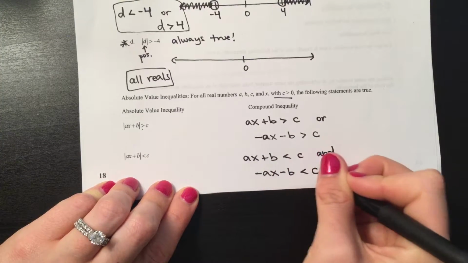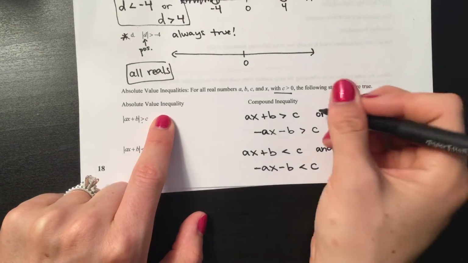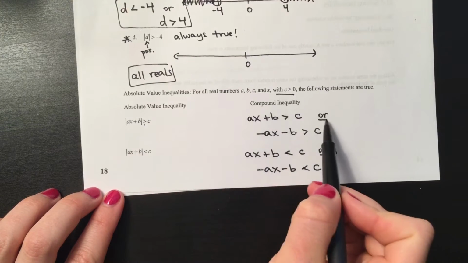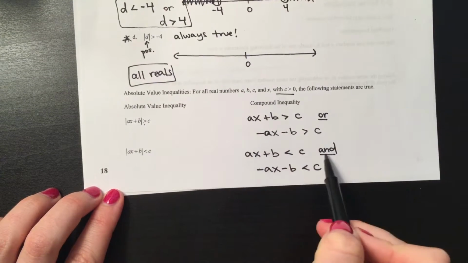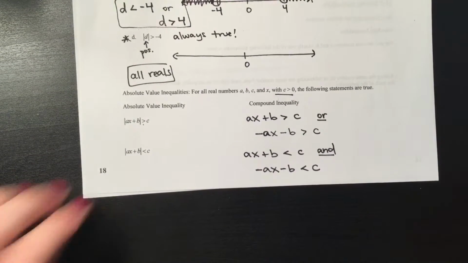Okay, so these are really, really similar to the equations. The only difference is since it's an inequality, I turn it into a compound inequality where either I have or and. So greater than turns into an or, less than turns into an and. As long as you remember that, you should be pretty much good, because the two cases are the same cases that we had in 1-4. All right, so let's look at some examples.